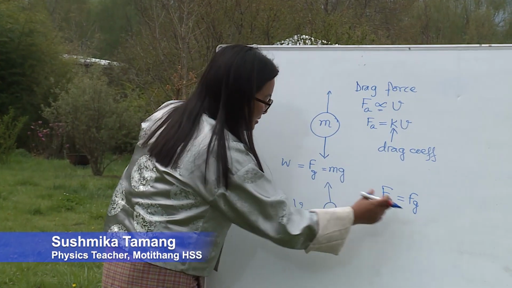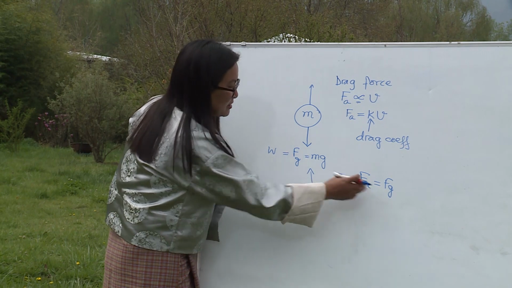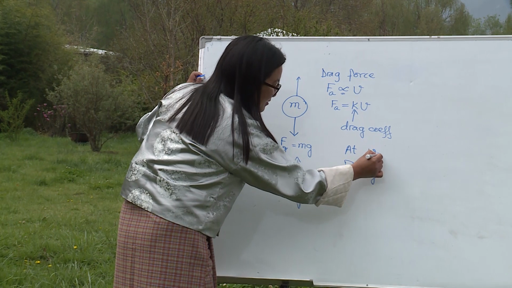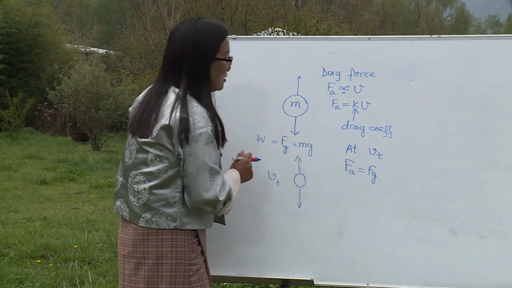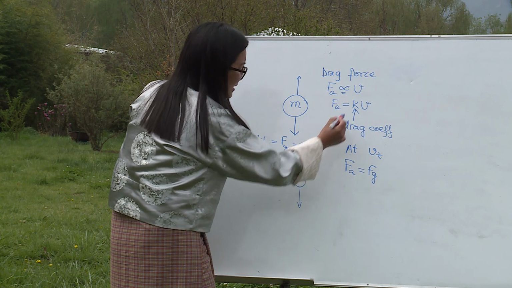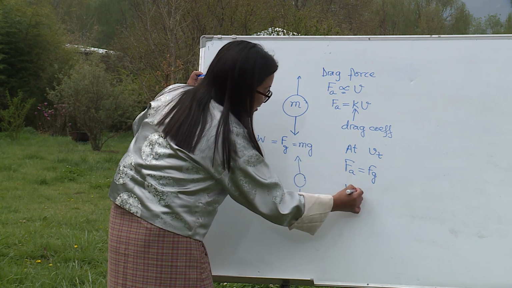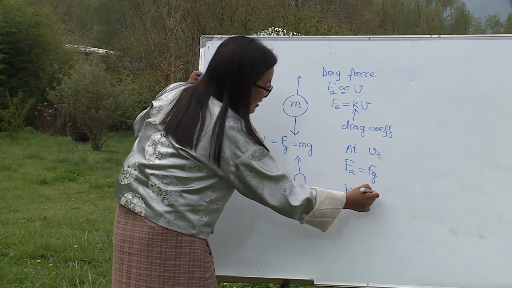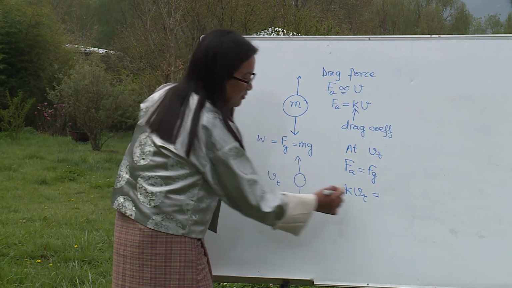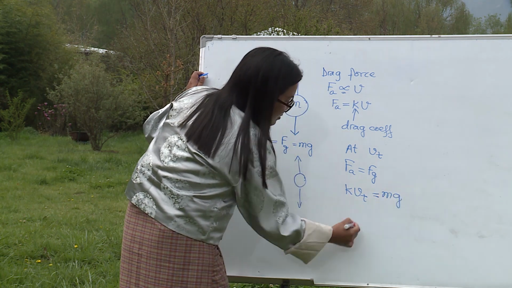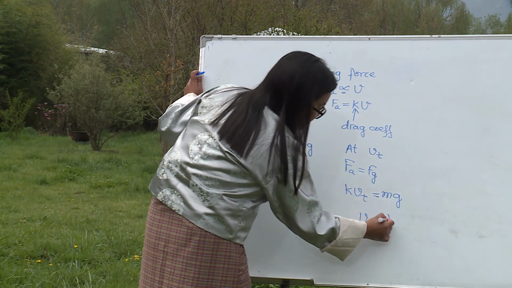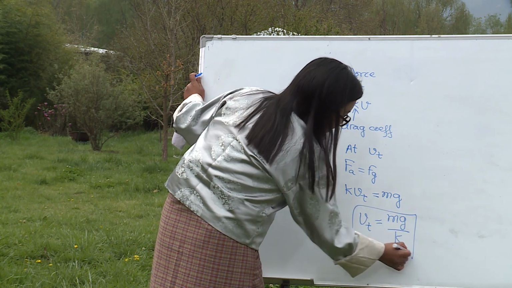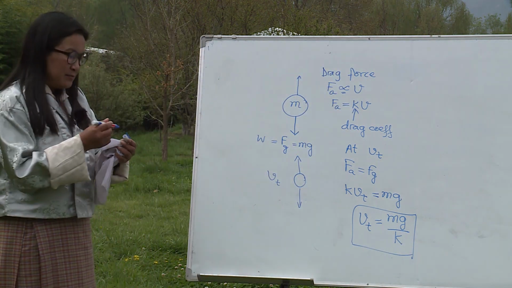Let's see what is the expression for terminal velocity. Here at terminal velocity, Fa becomes equal to Fg. Now we'll just replace it. Fa is kV. This time V is represented by Vt. It is equal to Fg, which is mg. So terminal velocity will be equal to mg over k. So this is the expression for terminal velocity.